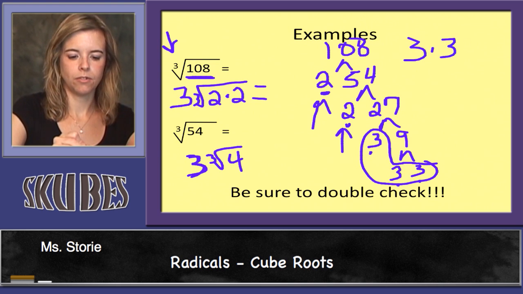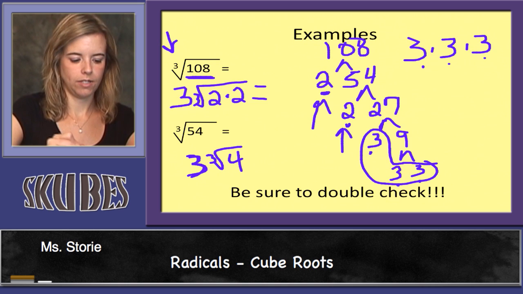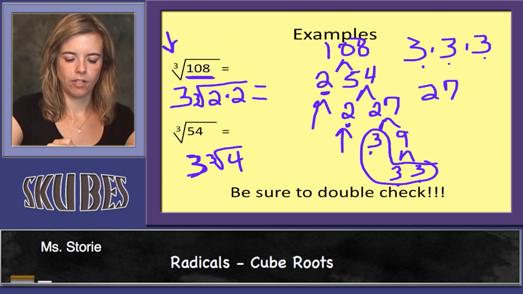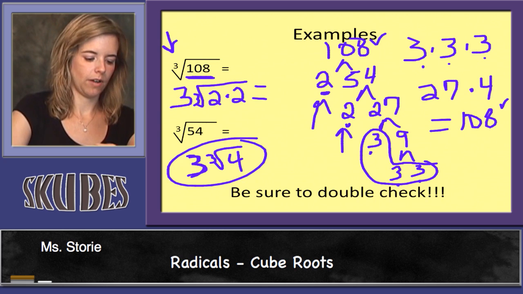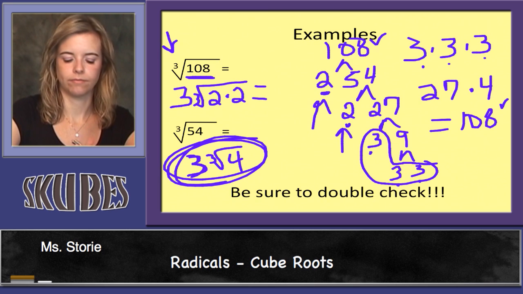Let's double check. I have 3 to the 3rd power, because this is an index of 3. So 3 times 3 times 3, that's 9 and 27. And then I'm going to take 27 and multiply it by 4. And that's going to get me back to my 108. It matches, so that means this right here is the correct answer.